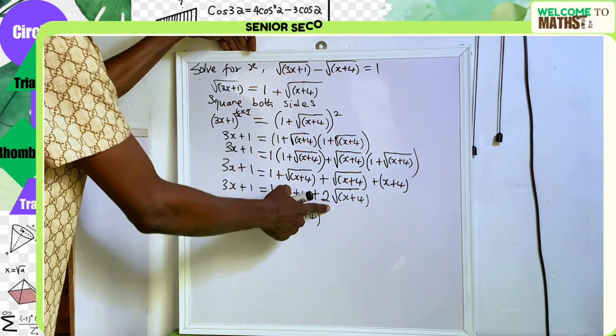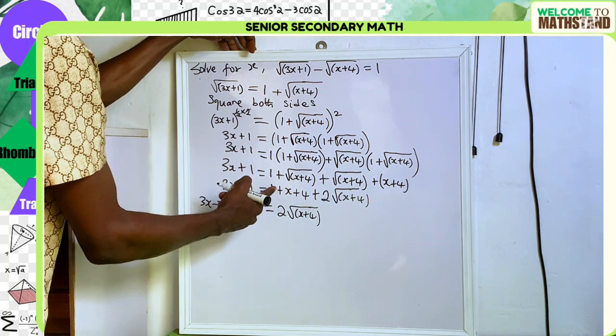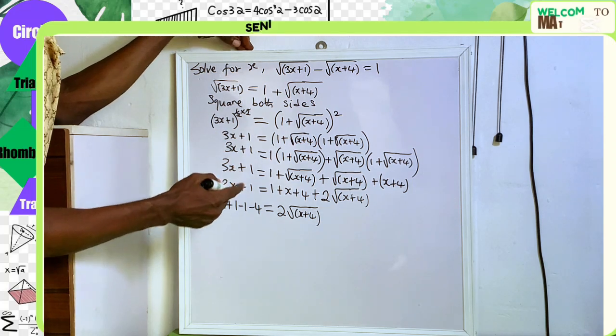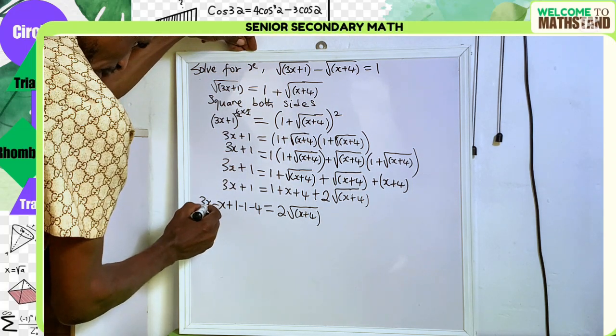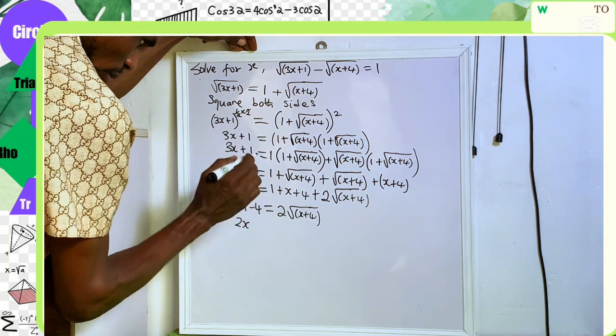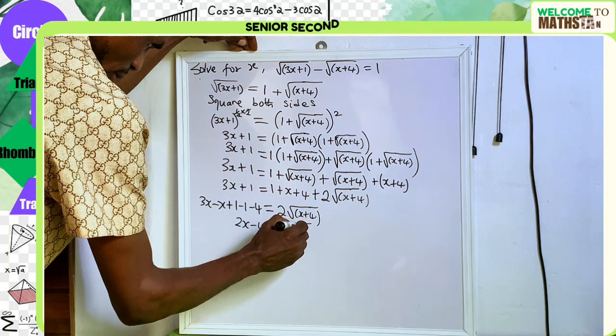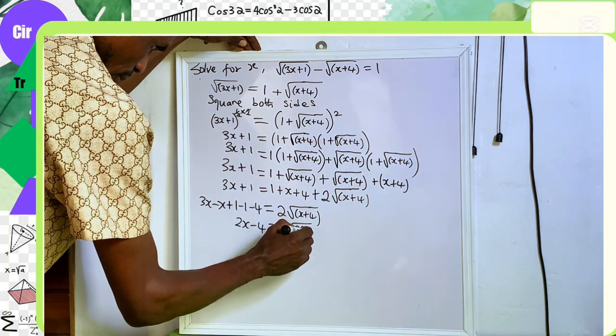Remember, this other 2 is attached to this square root, so you cannot take it. It's only the ones that are on their own that you can carry. So from there we have 3x minus x is 2x. 1 minus 1 is what? Gone, that is 0. Then we have minus 4 equals 2 square root of x plus 4.